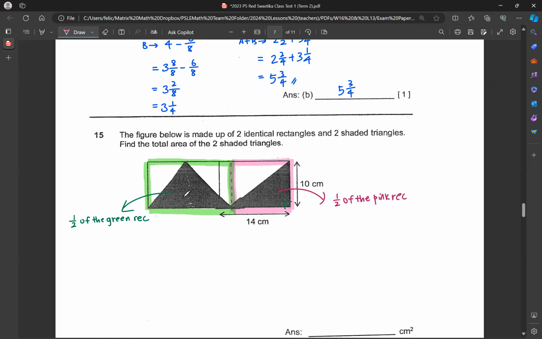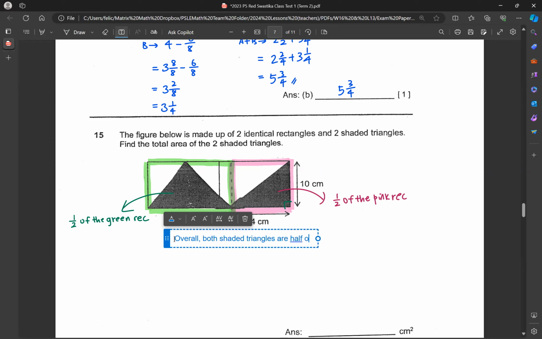Okay, now if this triangle is half of the green and this triangle is half of the pink, that means I can say that overall, both triangles are half of the whole rectangle, are half of the whole figure. Okay, so that is something we can establish already. So I'm just going to type that out. Overall, both shaded triangles are half of the whole figure. Okay, so please write this down also.